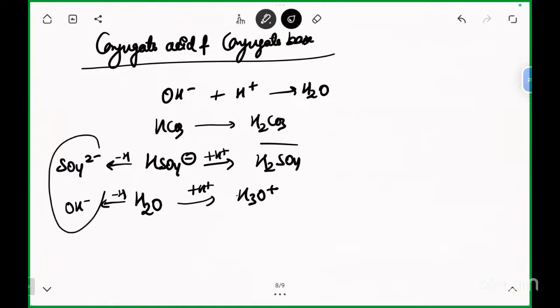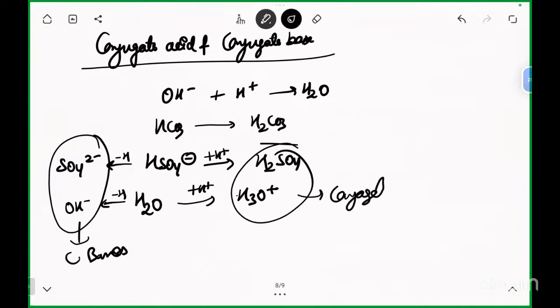So these two are conjugate bases, and these two are conjugate acids. So just remember, just add H positive, it will convert into the acid. Just remove H positive, it will convert into the base. So not a big deal, just remember.